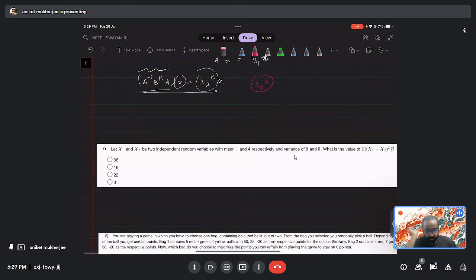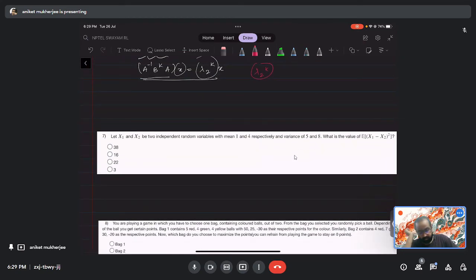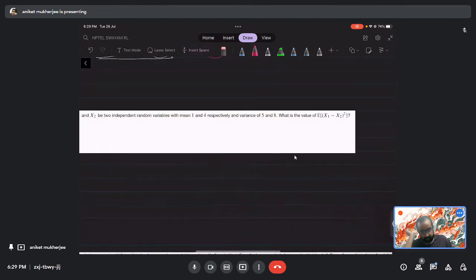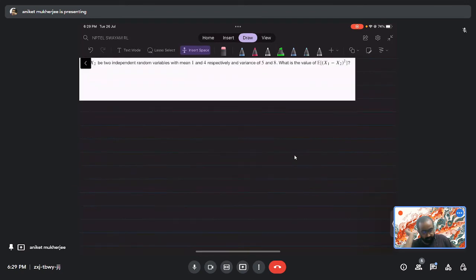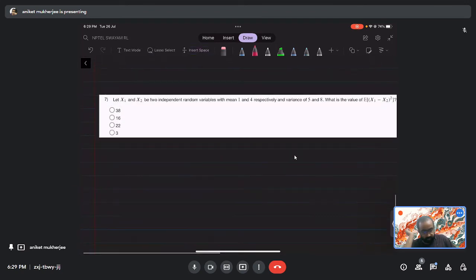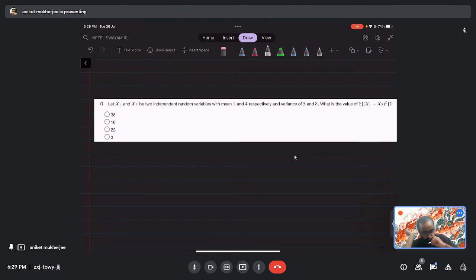Okay, so next let us go to the seventh question. The question is given: let x1 and x2 be two independent random variables with means 1 and 4 respectively and variances 5 and 8. What is the value of the expectation of (x1 minus x2) whole square? That is what it asks. So we want to know the value of E[(x1 minus x2)^2].